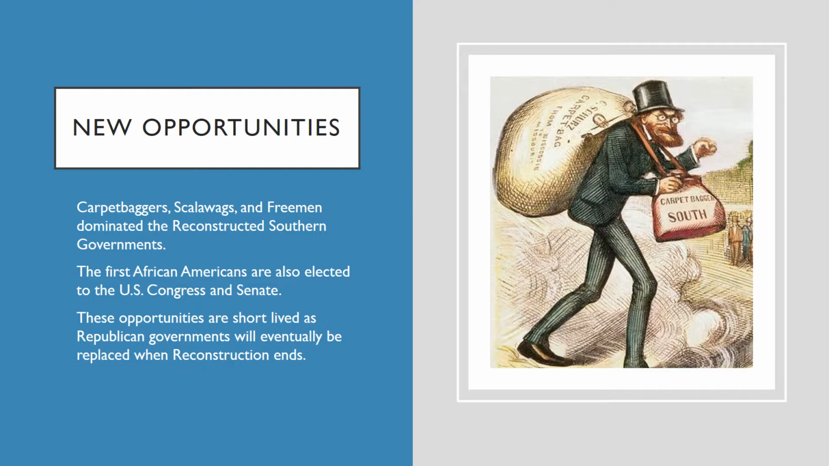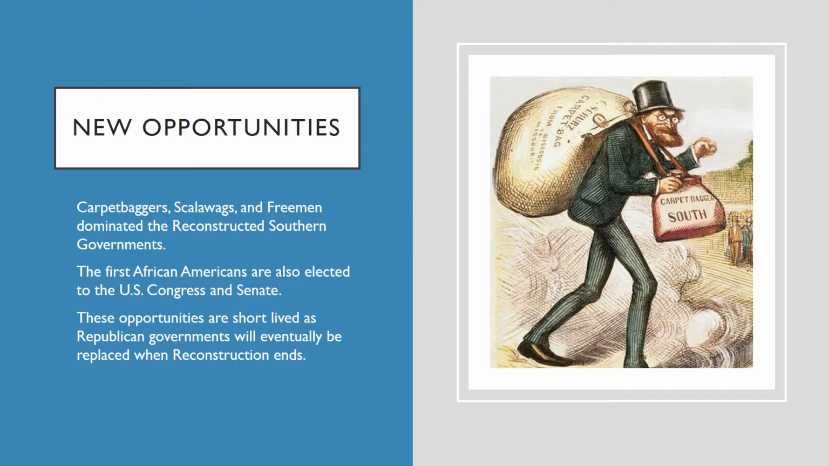Unfortunately, they're short-lived. They don't last a long time because as Reconstruction comes to an end, these Republican governments are going to be replaced by Democratic governments run by white Southerners again. But it is important to point out that for this brief period of 15 or so years, not quite 15, 12 years, we're going to see African Americans gain a lot of political power. And the governments themselves do a decent job, but there is corruption in some of these governments, primarily from the carpetbaggers, and this corruption is going to give these governments a bad name.